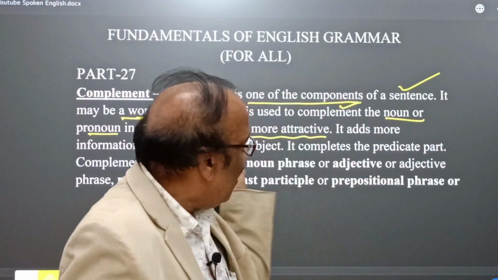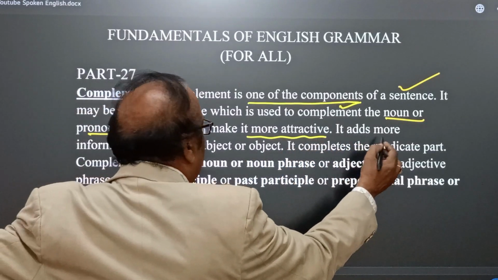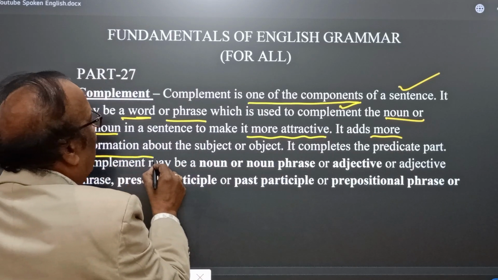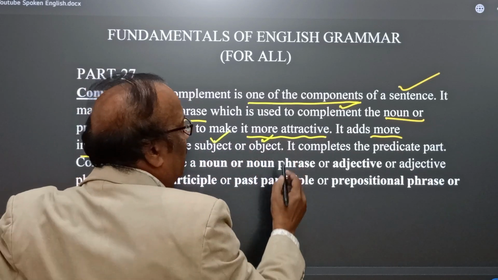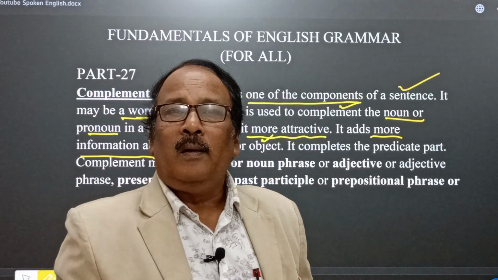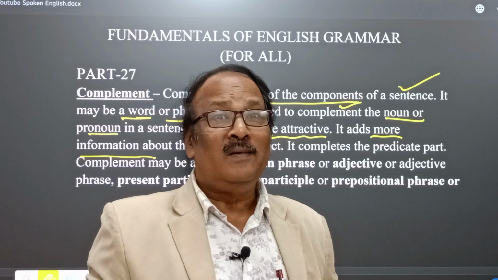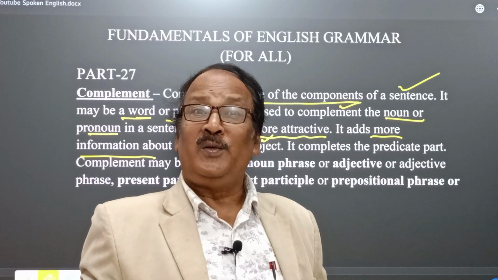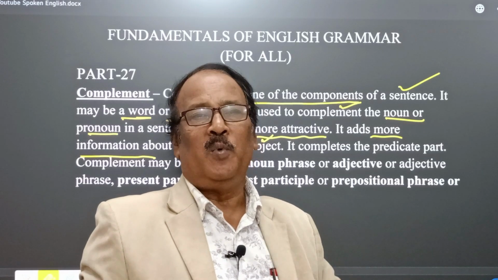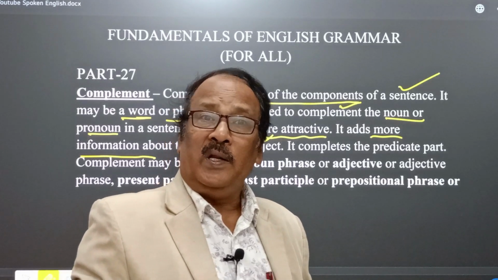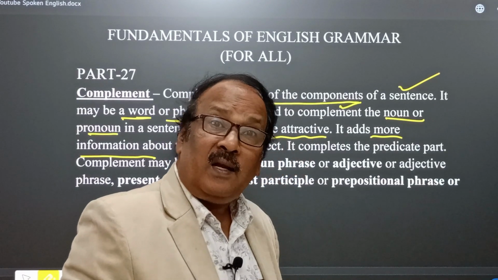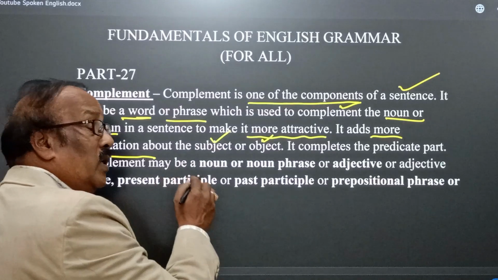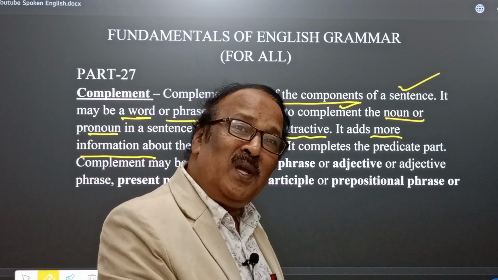Now we find that it adds more information about the subject or object. The complement part gives more information because that makes the sentence suitable in expression, and hence complement is the most important part of our predicate or our sentence, and it complements a noun or pronoun, which are used either as a subject or object.